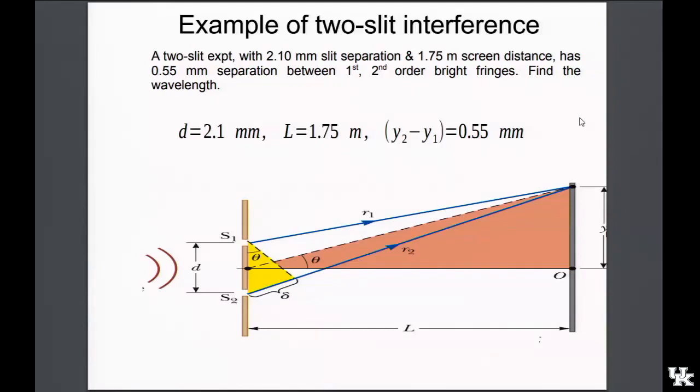So we're not only seeing that light has wave properties, but we're also able to measure the wavelength of the light based on knowing the dimensions of the experiment and where the fringes are. So let's see if we can do that.